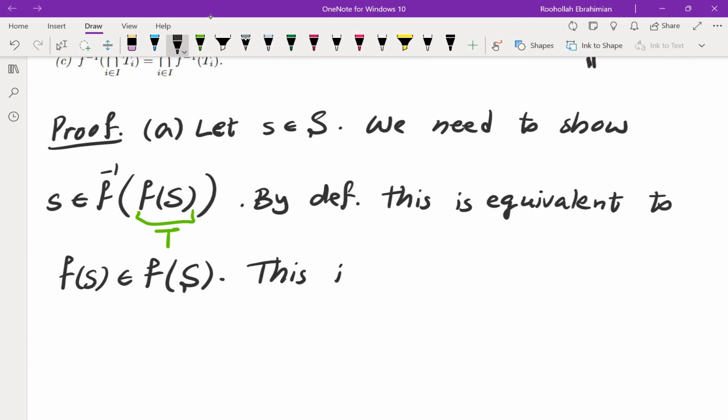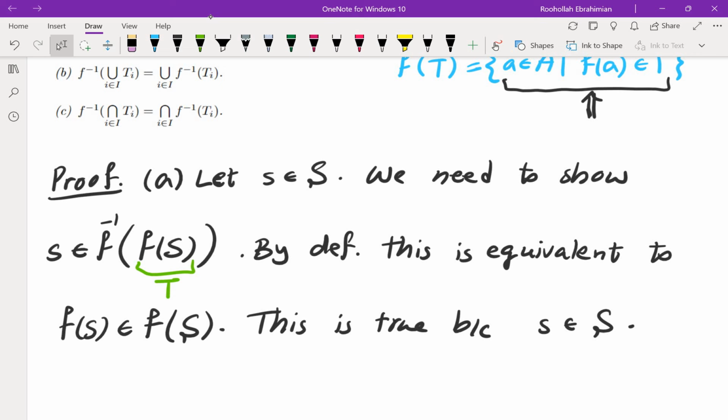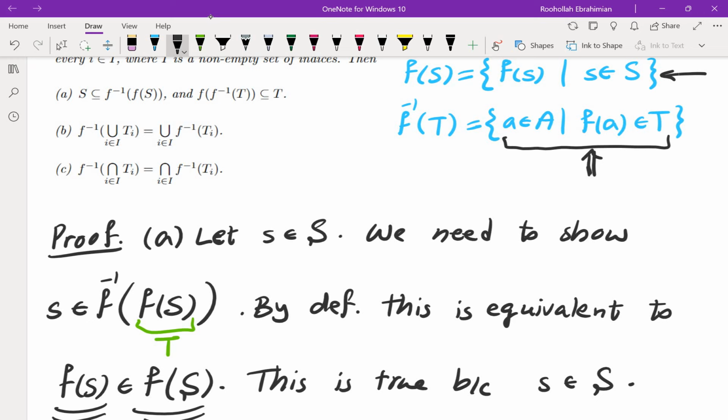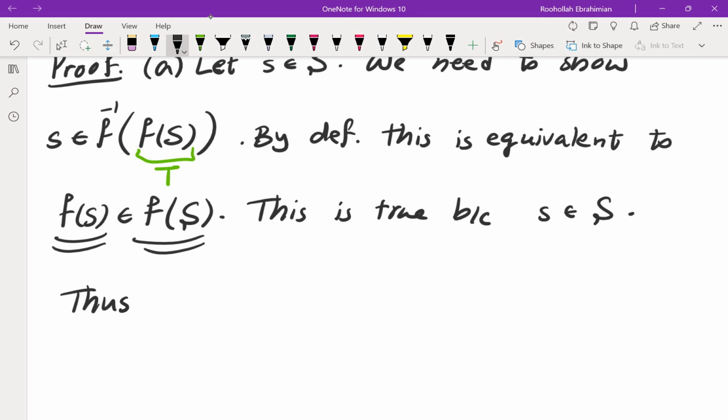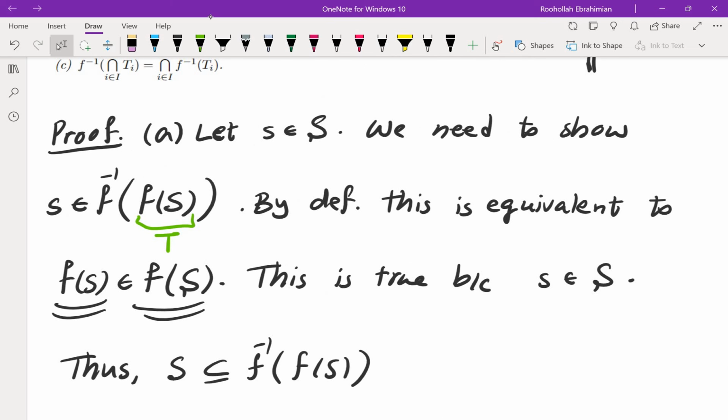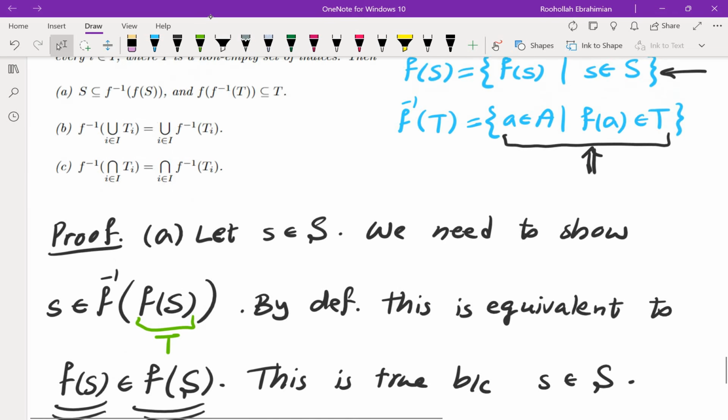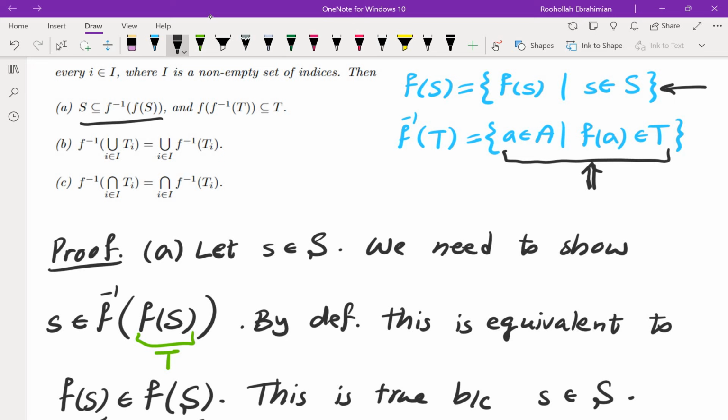This is true because s is an element of S. So we know that f of s is in f of capital S by definition of image of a set. And that would mean s is inside f inverse of f of S, because we showed that if something is in S, then it would be in the second one. It would be in f inverse of f of S. So that completes the first part of part A of this theorem.